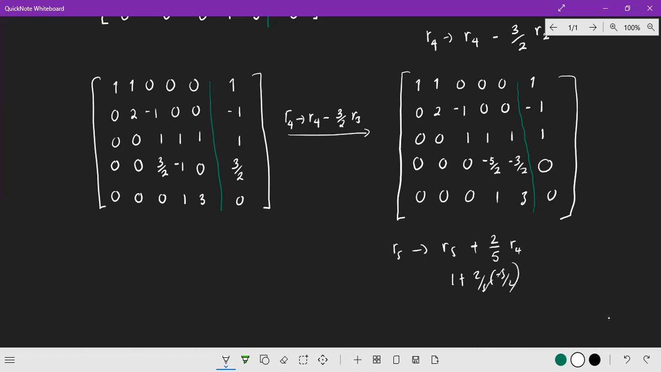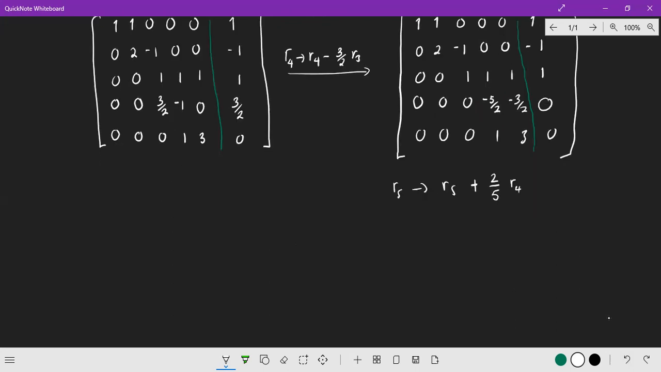This and this will cancel out. Just going to have what? 1 minus 1, which is 0. So that's the row operation you're going to write there. So we need a plus there. So let's do that. If we do that, this is the new matrix we're going to get. It's very tiring. 1, 1, 0, 0, 0, 1.